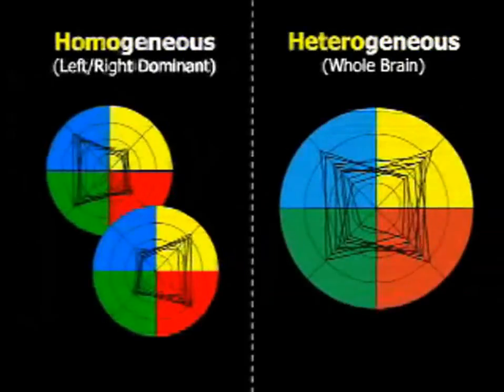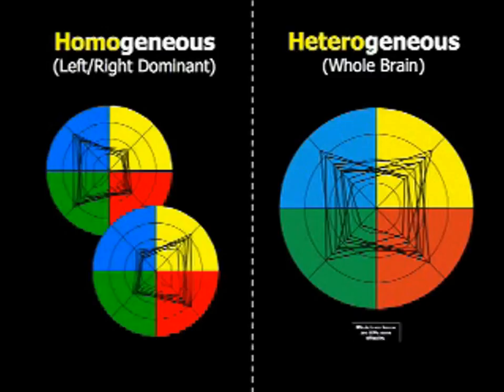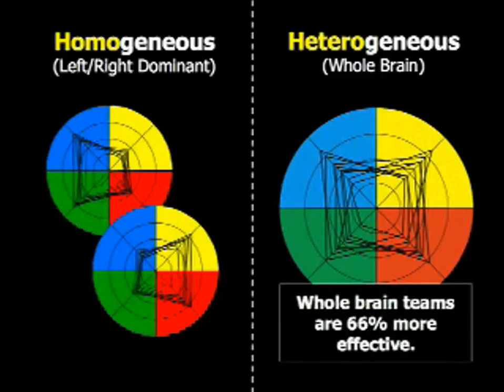Our data has shown that heterogeneous groups, the picture on the right with lots of different profiles, are capable of significantly greater creative output than unbalanced or homogeneous groups, as you see depicted on the left. These are actual profiles using the Herrmann Brain Dominance Instrument, which is the way we measure an individual's thinking styles. A 6-year study with the U.S. Forest Service actually showed that whole brain teams are 66% more effective, and 70% or more of those teams were successful when they were whole-brained. So you want to take advantage of difference by bringing together different perspectives.